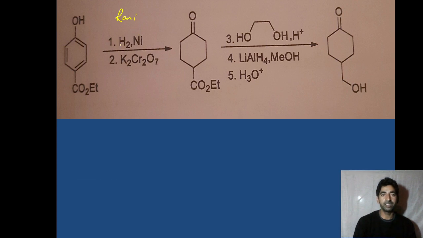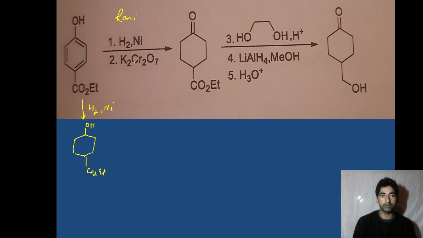So what is the function of Raney nickel? The function of Raney nickel is to bring about the reduction of this benzene ring. So in the first step, what will happen? Reduction of the benzene ring will take place. So I treated this compound with H2/Ni. Reduction of these double bonds will take place. So basically we get CO2Et.